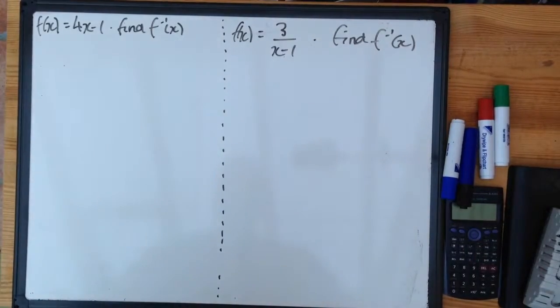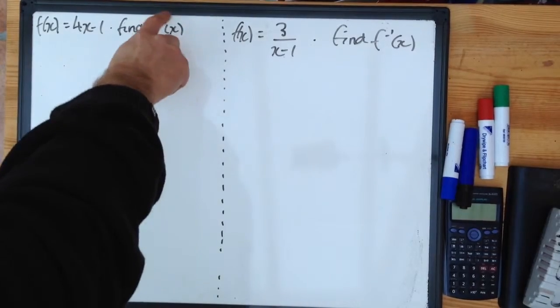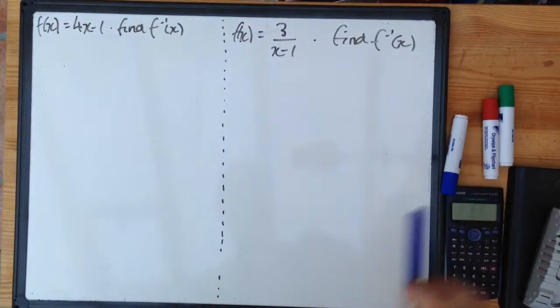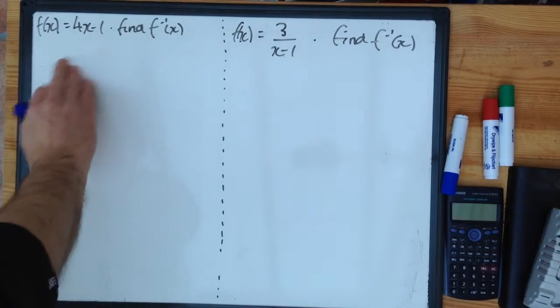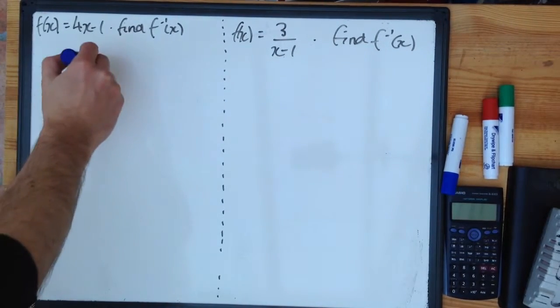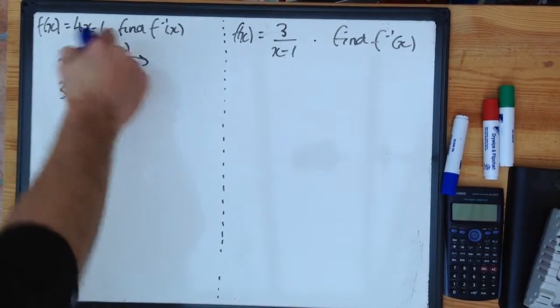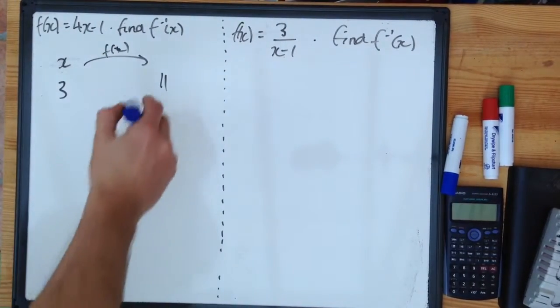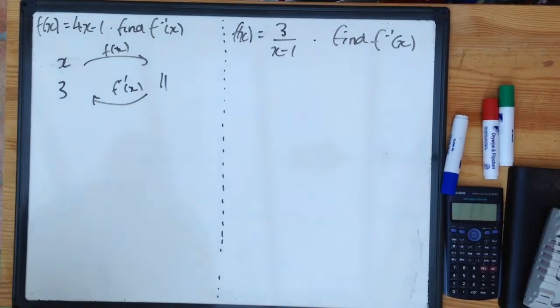Okay, in this question we're going to find out the inverse function of 4x minus 1. That notation there, f to the minus 1 of x, means inverse. Just a quick reminder as to what inverse means. Let's say, for the sake of argument, I start with x as 3. If I do the function 4x minus 1 on that, 4 times 3 is 12, minus 1 is 11. The inverse function returns the 11 back to 3 again.